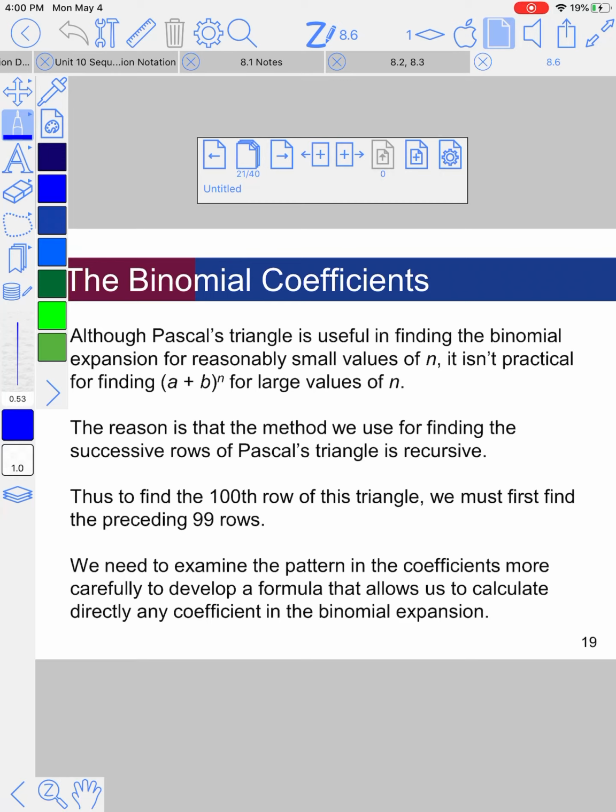Pascal's triangle is great to find those coefficients in a binomial if you're only trying to find, like, a plus b to the seventh or maybe to the eighth, right? But what if you want to find the 100th row of Pascal's triangle? That would mean you'd have to know the 99th row before that to get to it, and that is just insane. You're not going to do that. So there is another way to get Pascal's triangle, and I'm going to show you how to do that.